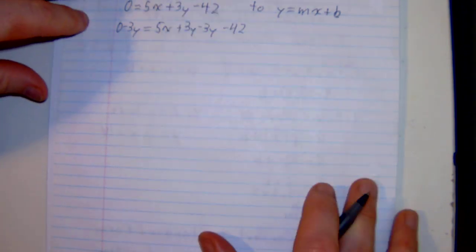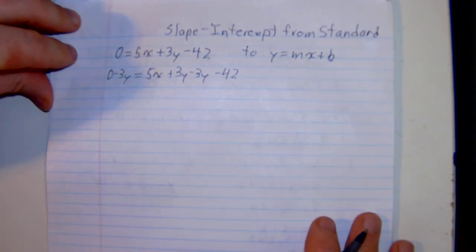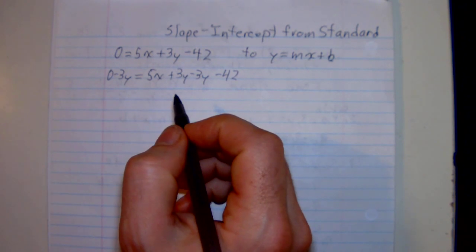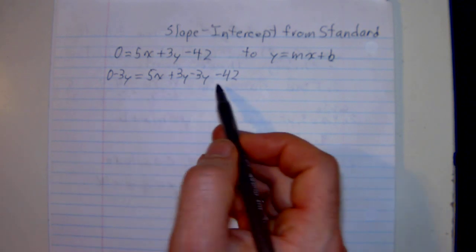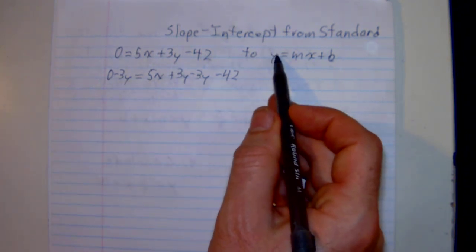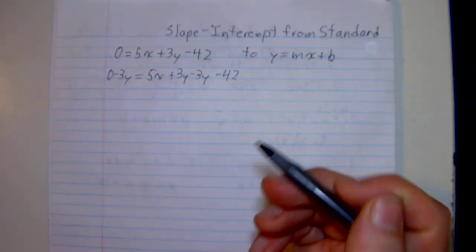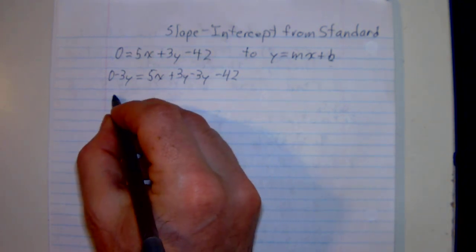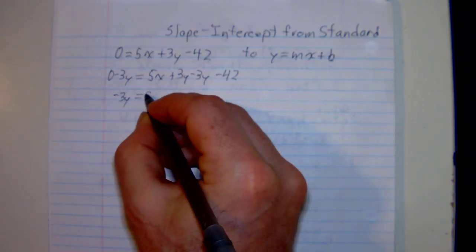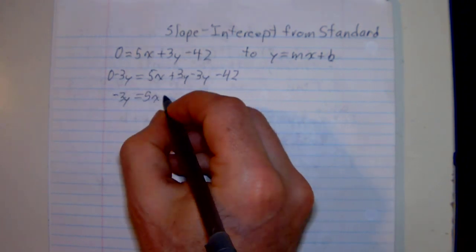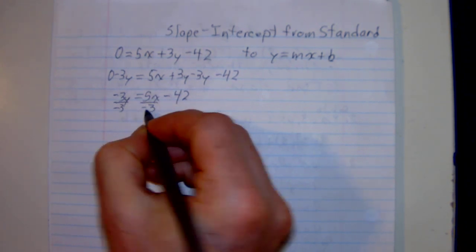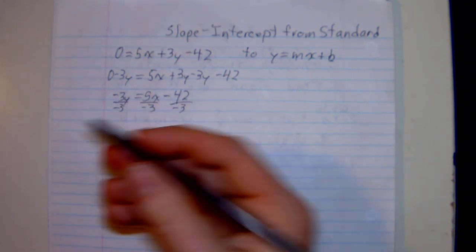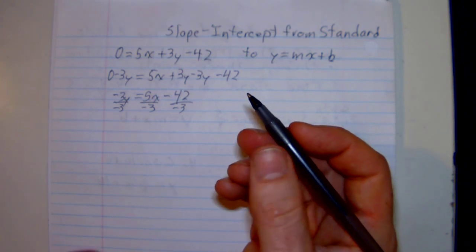Whoa, and we are not focused. There we go. All right. So slope-intercept from standard form. There's our standard form line. We want it in slope-intercept form. And to move this 3y over here and get the y by itself, I've subtracted 3y on both sides. So negative 3y equals 5x, 3y minus 3y is 0, minus 42, and I'm dividing everything, both sides, by negative 3.